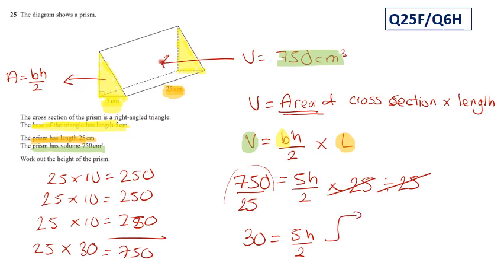I'm going to continue solving, so I'm going to multiply both sides by 2, so I'm going to multiply the right hand side by 2, and I'm going to multiply the left hand side by 2. The dividing and multiplying 2 cancel out, so I'm left with 60 equals 5h, and then I can divide both sides by 5. And I'm left with h equals 12. So the height of that triangle is equal to 12, or the height of the prism is equal to 12.